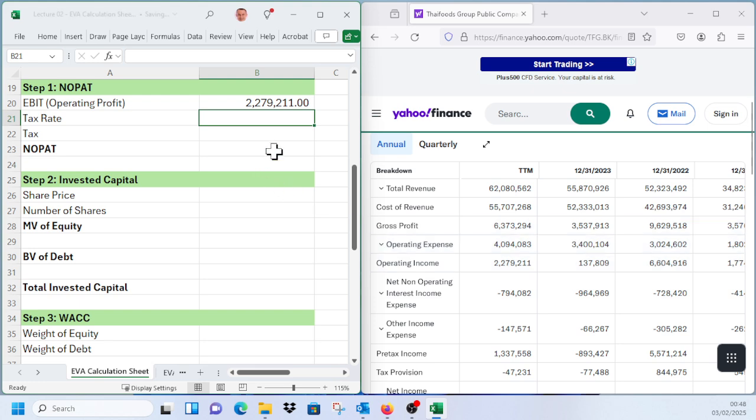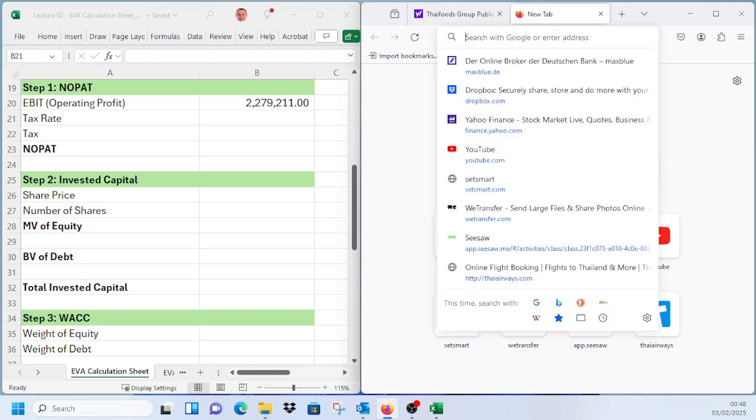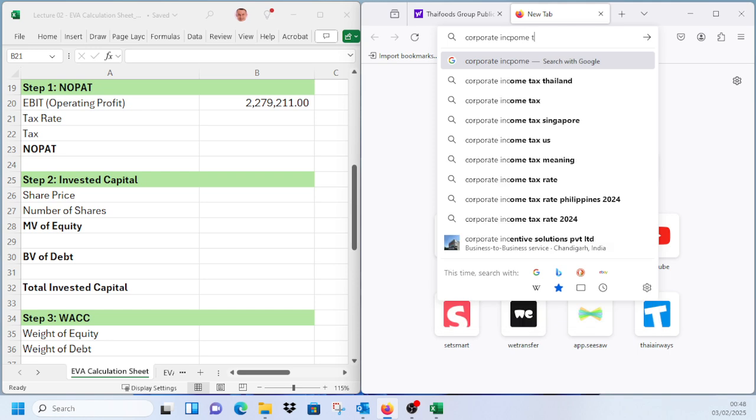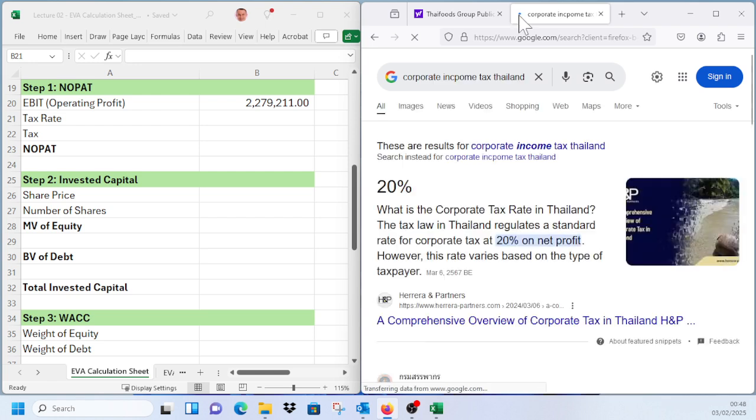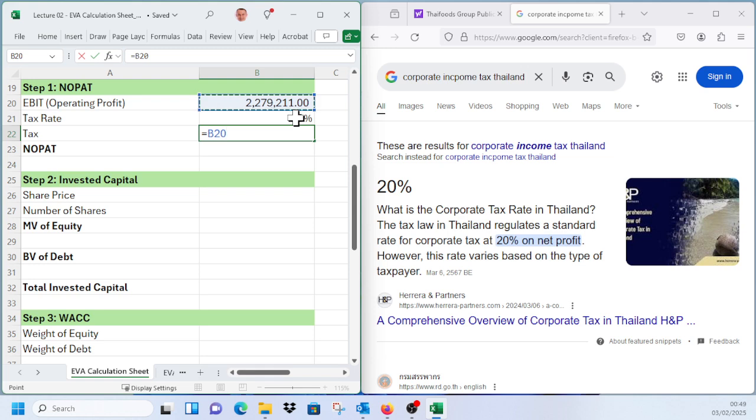And then we need the tax rate. We can Google that as well. Corporate income tax Thailand. And it tells us that the corporate income tax in Thailand is 20%. So we can enter that here, 20%. And then we can calculate the tax that this company would have to pay on their profits, and that would be 456 million roughly. And we can calculate what is left of the net operating profit after tax. So we take the operating profit and we deduct the tax here, and we get to roughly 1.8 billion baht, Thai baht, it's the Thai currency, of operating profit.